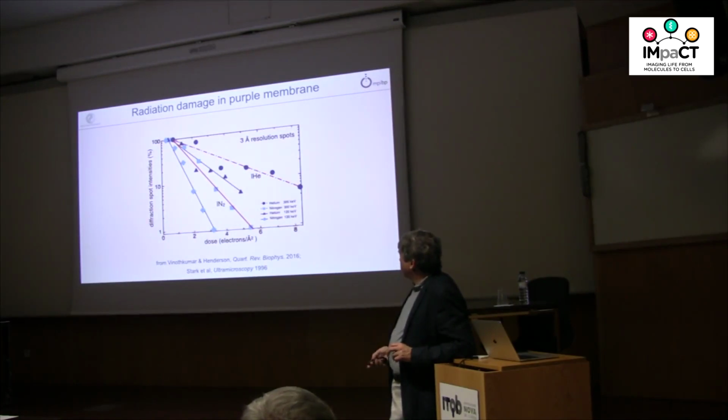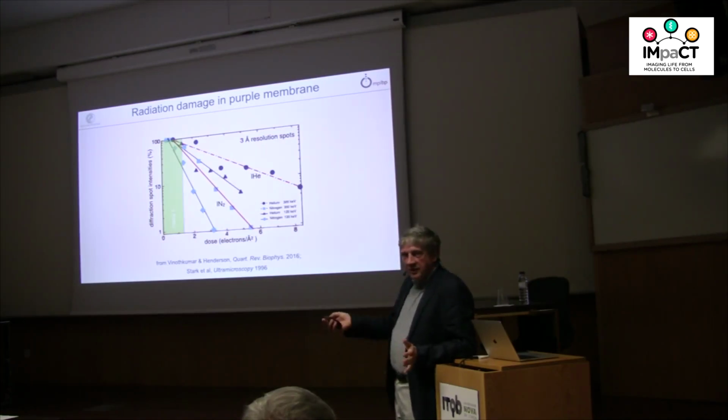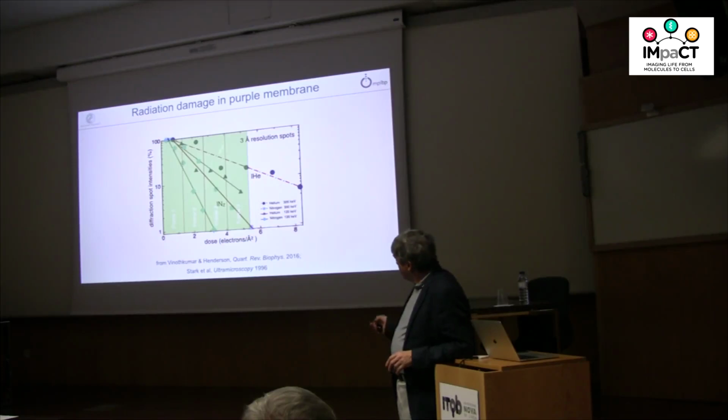So one frame is about 1.3 electrons per square angstrom. This is what you typically dose for one frame of these movies. You record 40 frame movies, and this is the first frame, second frame, third frame, fourth frame, and so forth. By the time you reach the fourth frame, you're down here at 1% of the information. The rest has been destroyed.